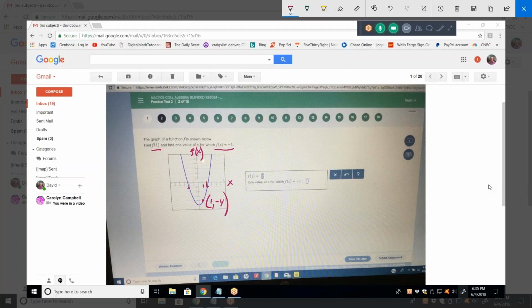I kind of hate these questions. They assume that you have to have integer values almost, which are awfully hard to assume when you're reading a graph.